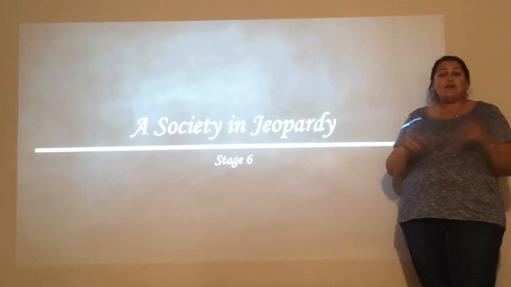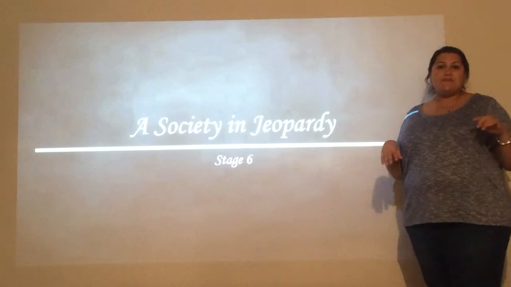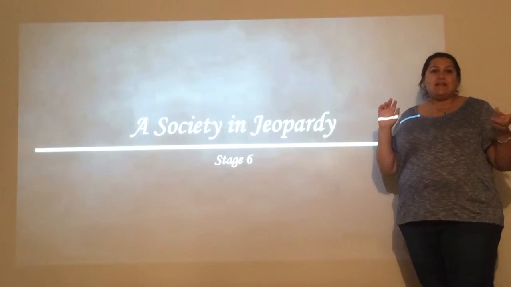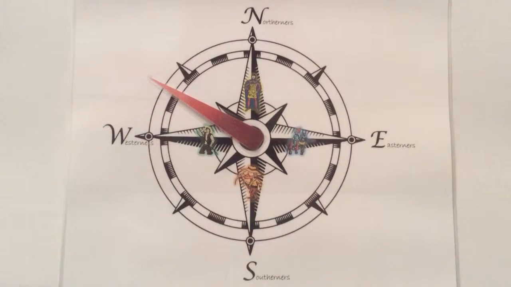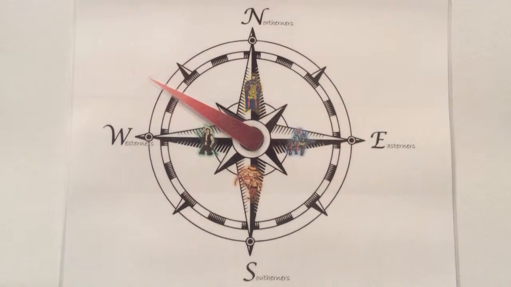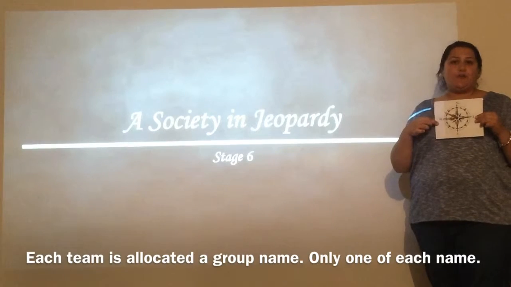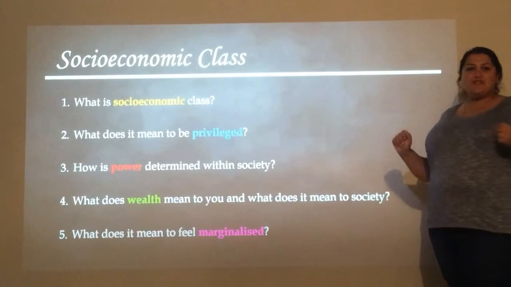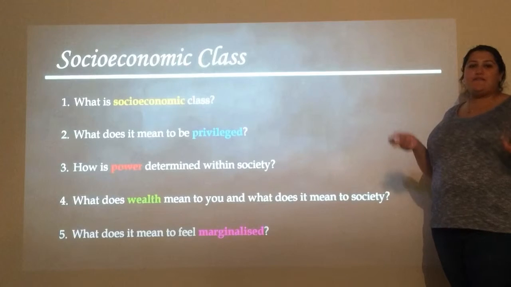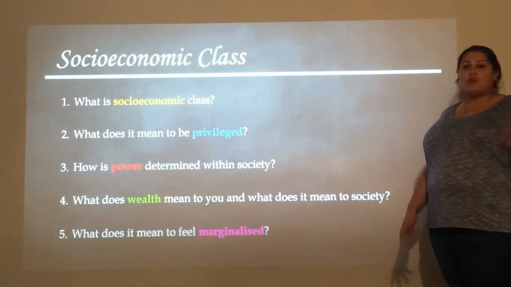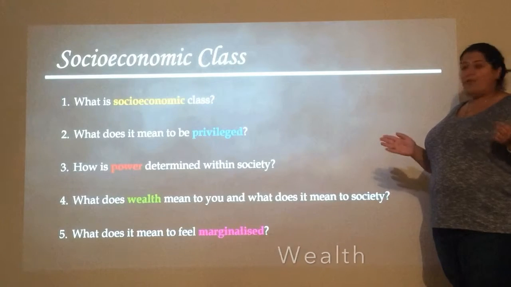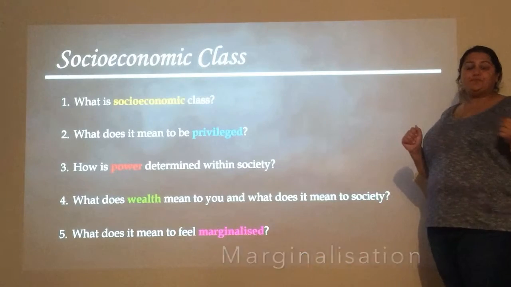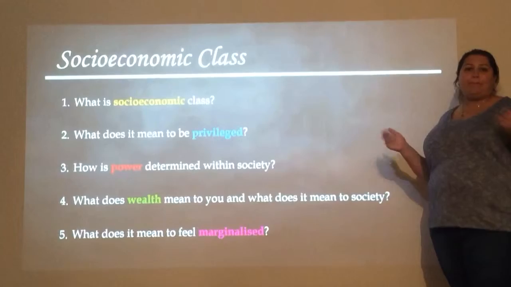At the beginning of the game, it just splits the class into 4 groups. Each group selects a captain. Then the captain spins the wheel and each team is allocated a group. We've got a list of questions which help identify and develop students' prior knowledge of socioeconomic privilege, power, wealth and marginalisation, the framework of the game.